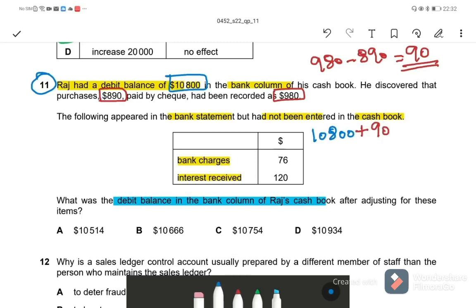and bank charges 76. 76 bank charges is an expense. It is not entered in the cash book. So we deduct it now, 76. Then interest received. Interest received is an income. This goes to the debit side. So 120 we will add.